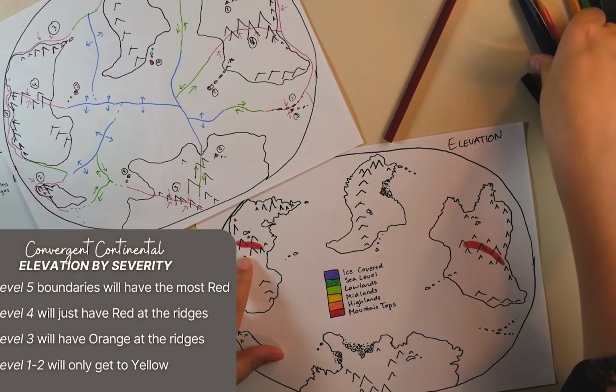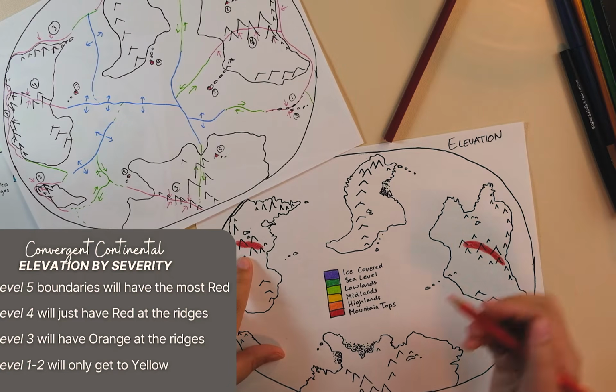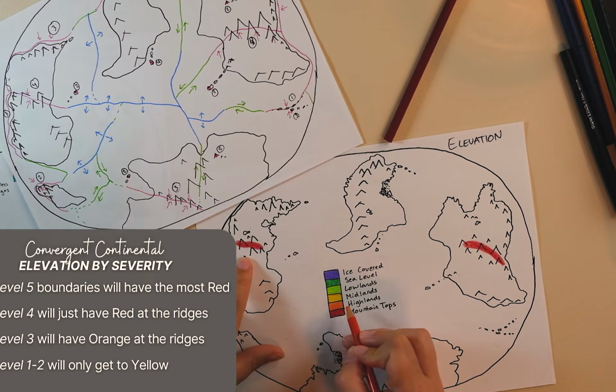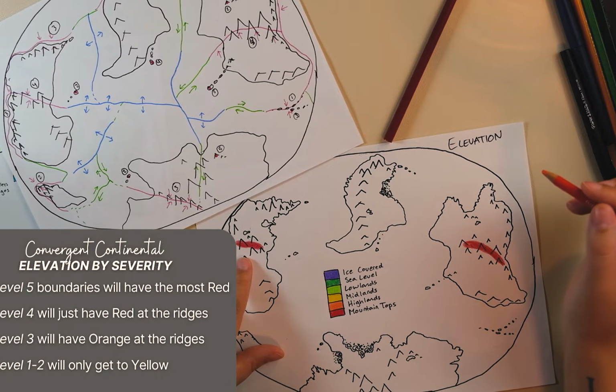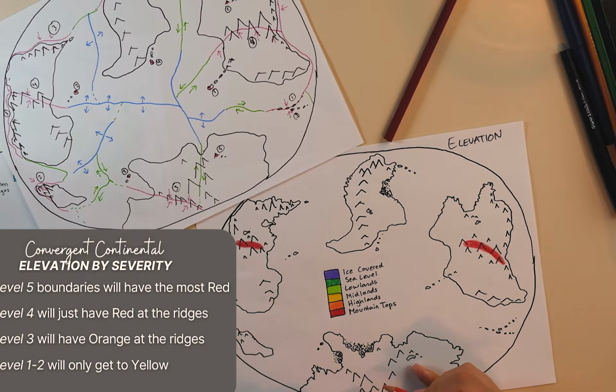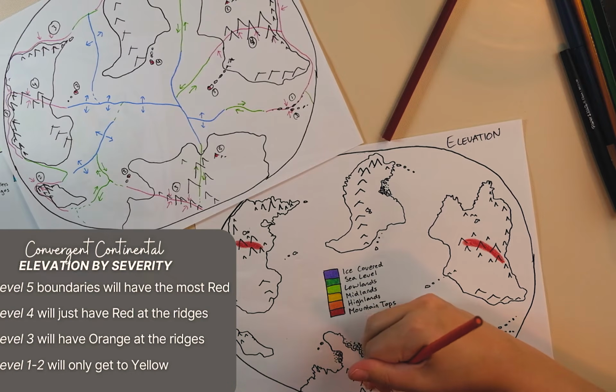So we'll move on to orange, or dark orange. I think I have this called dark orange and not yellow on my guide, but orange is dark orange, it's fine. So level 3 will have dark orange at the ridges, which is going to be this one. We'll just do that.